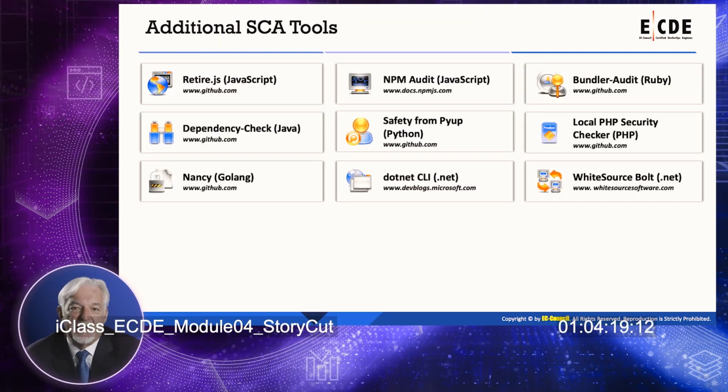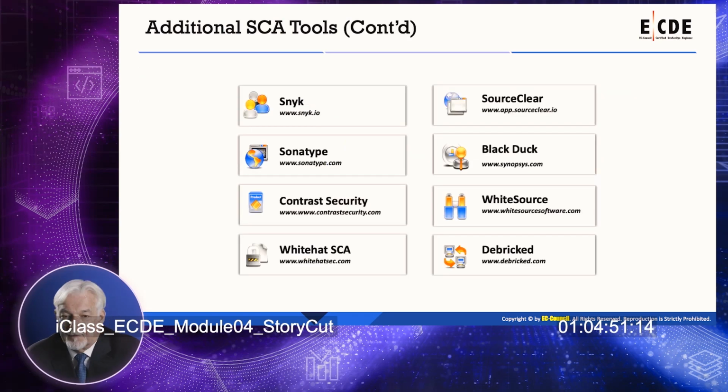So there are some additional SCA tools that are available out there. We talked a little bit about Retire.js, but there's Dependency Check for Java, Nancy for Golang, NPM Audit for JavaScript, Safety from PYUP, which is Python, .NET CLI for .NET, Bundler Audit for Ruby. You have Local PHP Security Checker, and White Source Bolt for .NET applications. Others that we talked about or that are available include SNCC, Sonatype, Contrast Security, White Hat SCA, Debricked, White Source, Black Duck, and SourceClear.